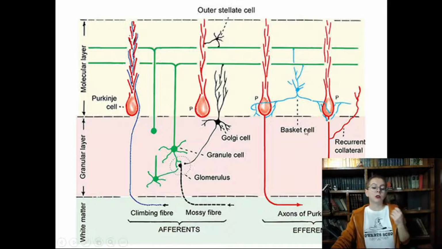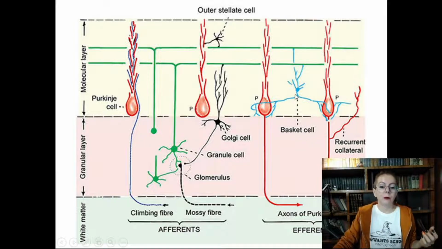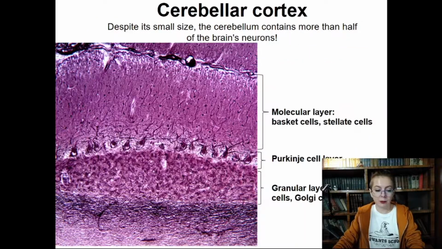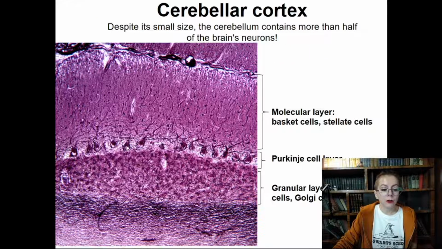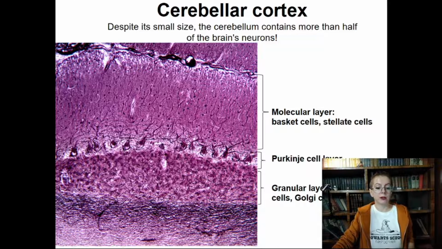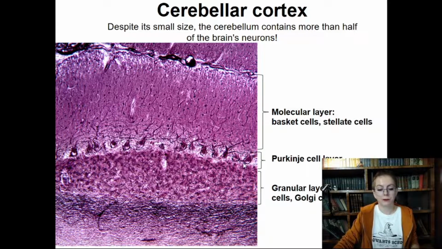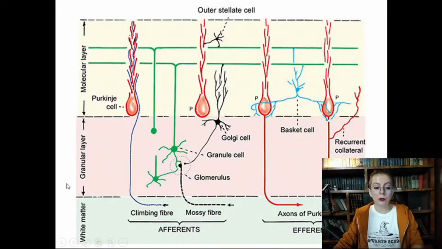And the question is why they are called basket. Because their axons wrap around the body of Purkinje cells and form something like a basket in this way. So if we look at the specimen, we can see really that around the Purkinje cells, those black fibers are wrapped, and exactly these are the axons of basket cells. These are so-called baskets.